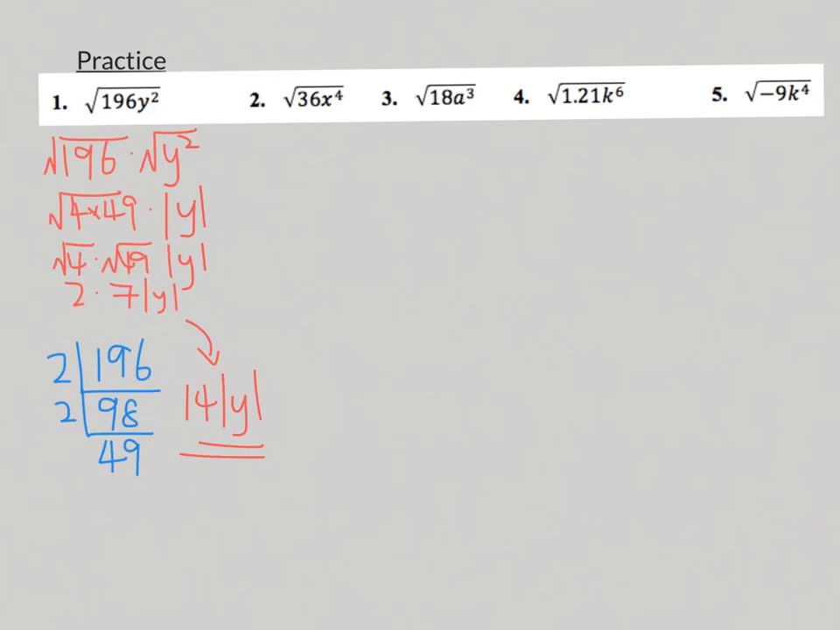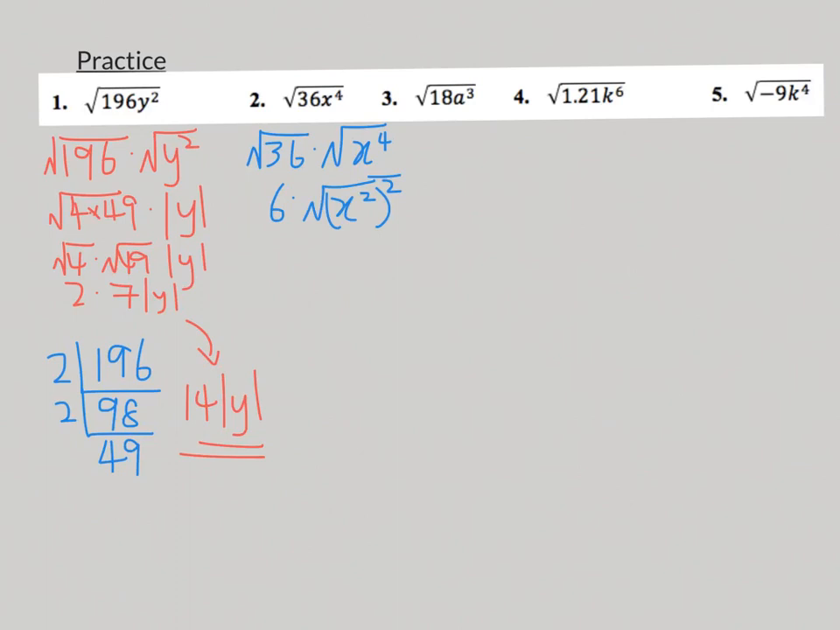In example 2, we are solving the principal square root of 36 times y to the 4th. That can be broken up into the square root of 36 times the square root of y to the 4th. We know that the principal square root of 36 gives us 6. And y to the 4th can be expressed as y squared.